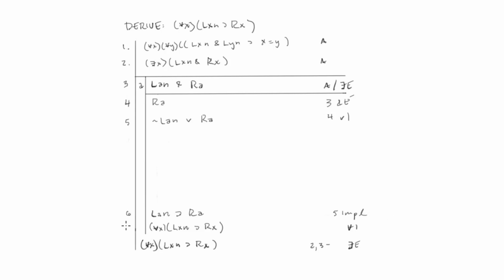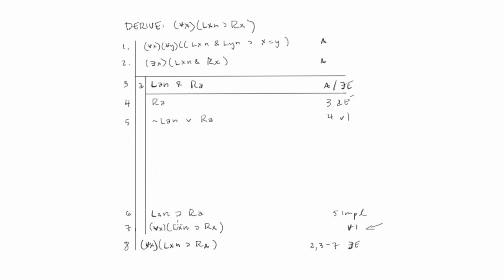So looks like I'm almost there. Line 7 is clearly universal introduction on line 6. I take the A's out, I put X's in, and I add the universal quantifier. And then line 8 here, I'm home free. So my subderivation lasted from lines 3 all the way down to line 7. However, this is a misapplication of universal introduction.